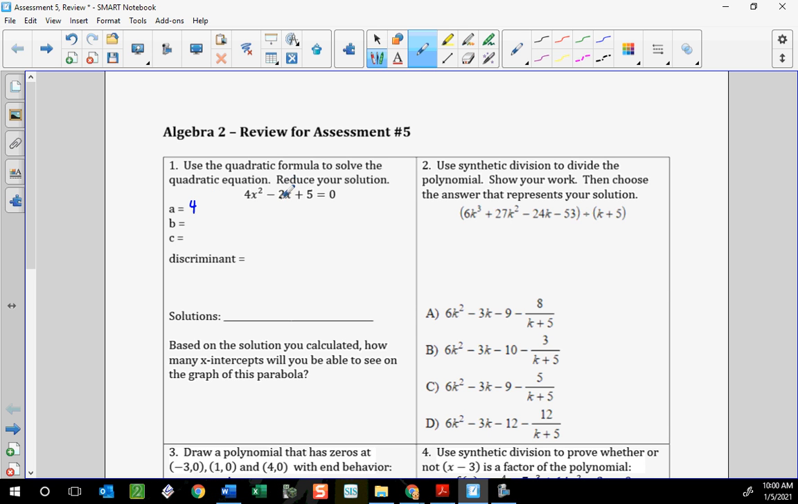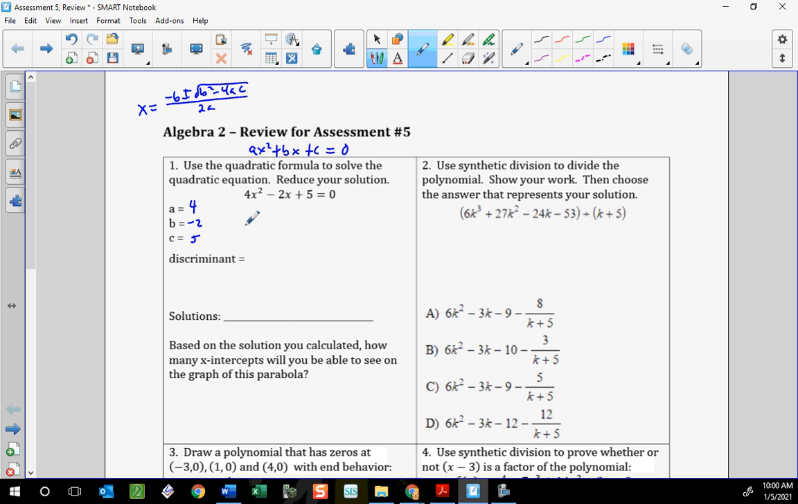B goes with your x, because remember it goes like this: ax squared plus bx plus c equals 0. That's your generic quadratic equation. So b must be -2 and c must be 5. So we're going to start our quadratic formula. Remember, our quadratic formula is -b plus or minus the square root of b squared minus 4ac all over 2a.